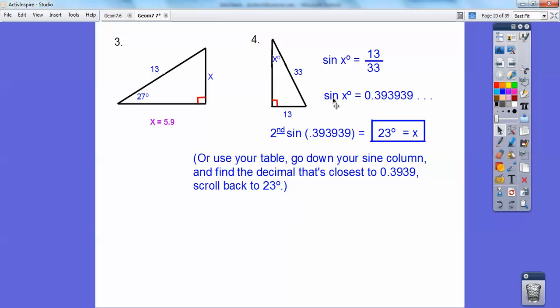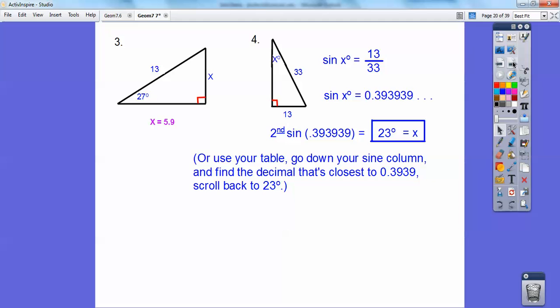Punch in your calculator when you get a second, you guys. Punch in your calculator the sine of 23. You should get something close to 0.393939. Okay, it won't be exact, but it'll be something really close. And so that's the degree measure that you find on that.